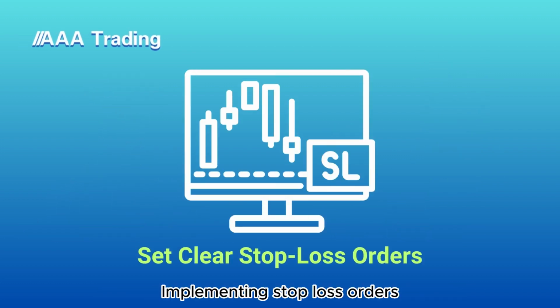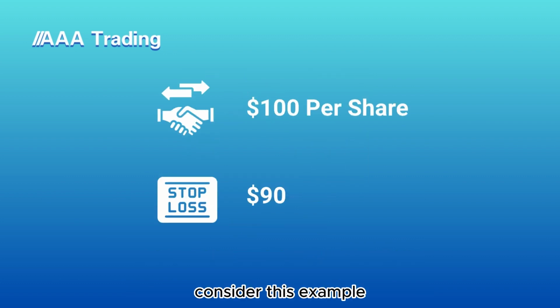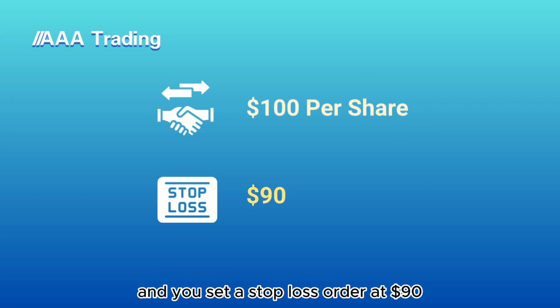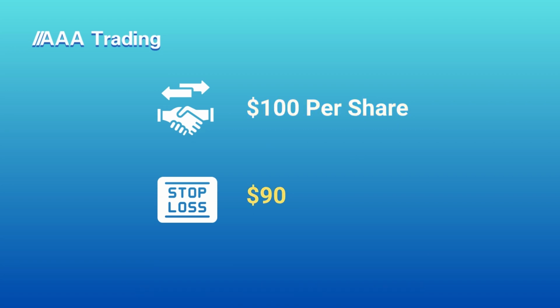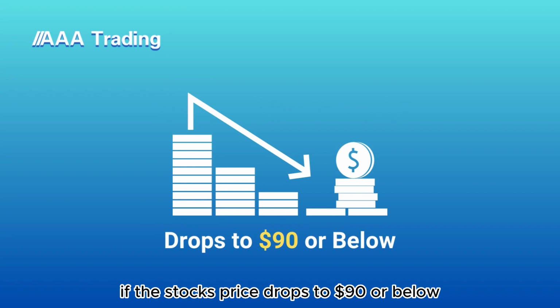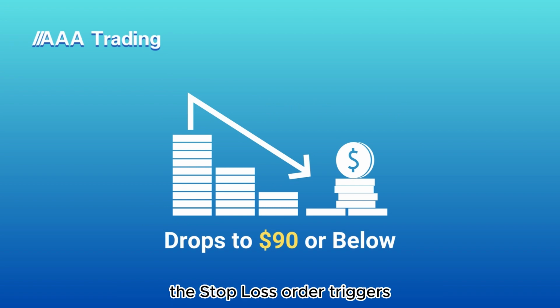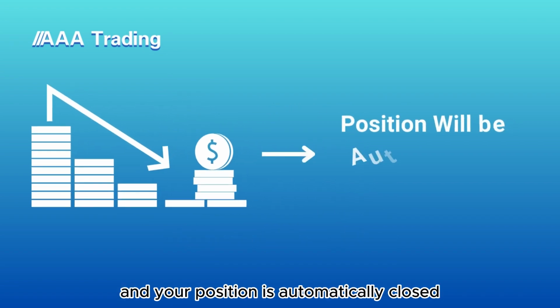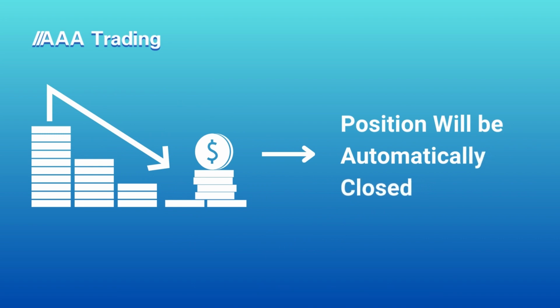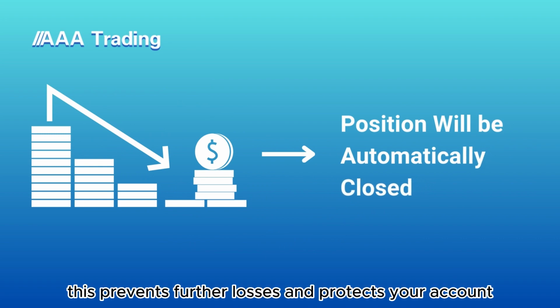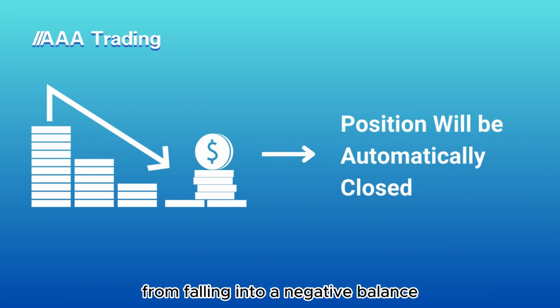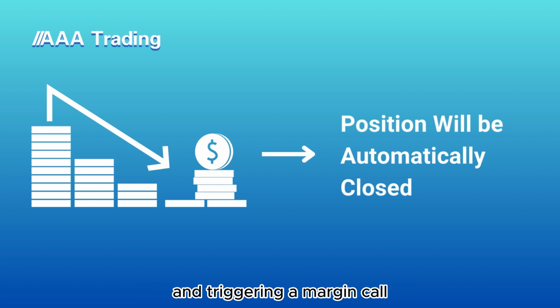Implementing stop-loss orders is a critical aspect of risk management. Consider this example. You enter a trade on a stock at $100 per share and you set a stop-loss order at $90. If the stock's price drops to $90 or below, the stop-loss order triggers and your position is automatically closed. This prevents further losses and protects your account from falling into a negative balance and triggering a margin call.